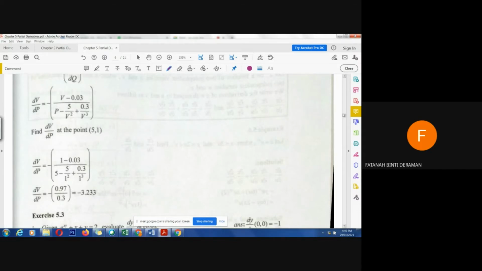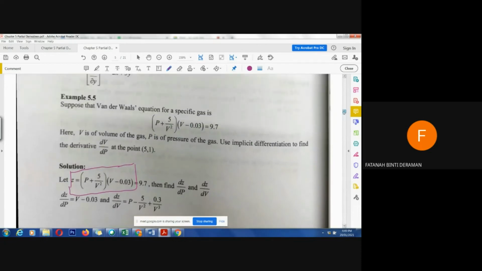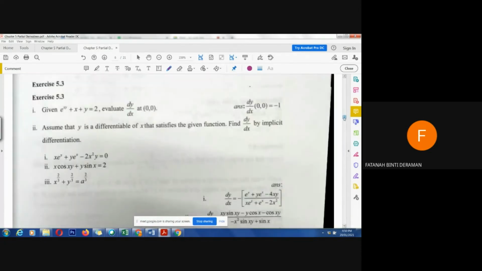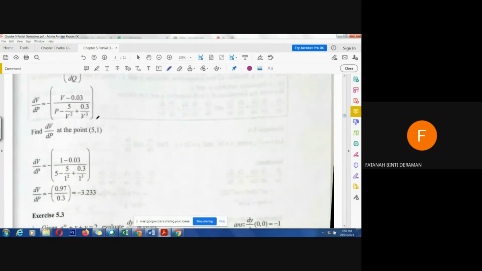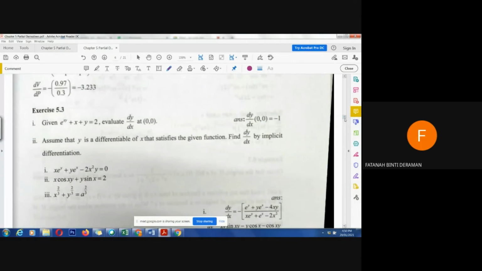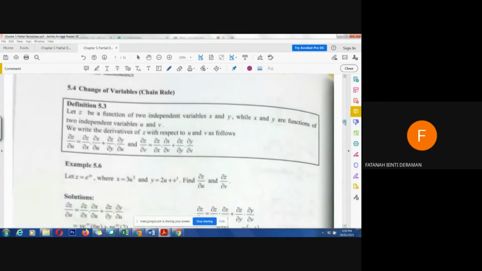So this is the point. What is this 5? It is usually x and y. Here the first is P, and V is 1. Okay? V is 1. So you simplify, you get this.